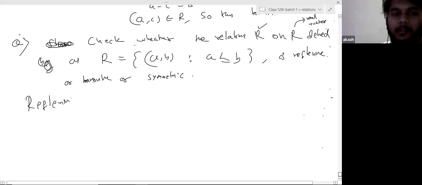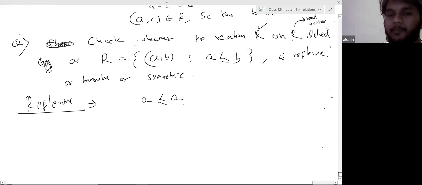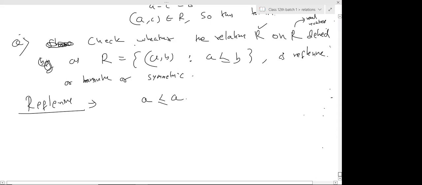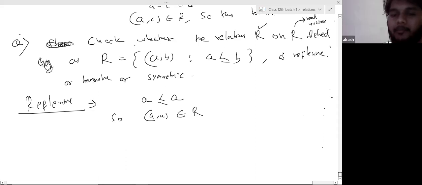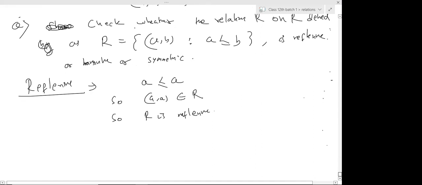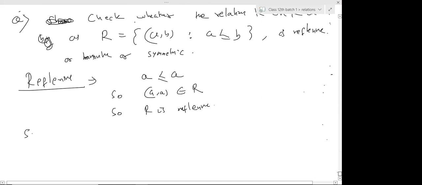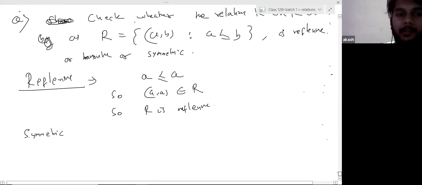So first one is reflexive. So we can say that A is always less than or equal to A. Is it right or not? Yes, sir. So (A, A) always belongs to R. So R is reflexive. This is clear, everyone? Yes. All right.